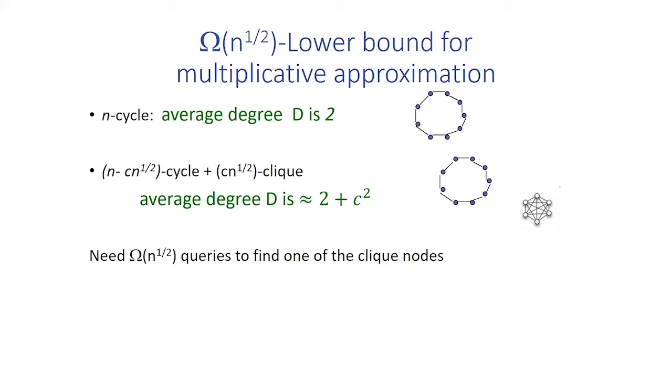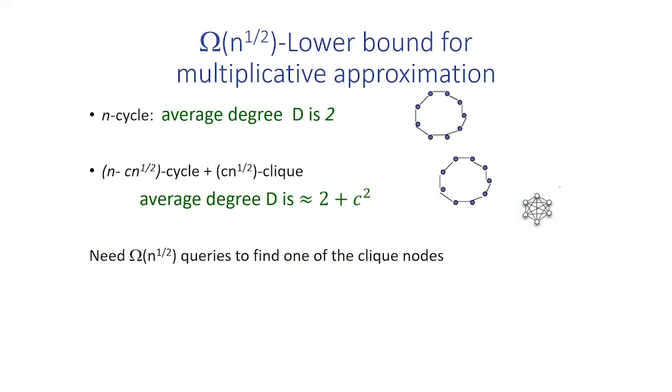Why is that? Well, here are two graphs. The n cycle, which has average degree 2, and the slightly smaller than n cycle. Let me take out something like c times root n nodes and have a cycle on n minus c times root n nodes, okay? And then on those other c times root n nodes that I took out, let me put a clique there, okay? Now, the average degree of this guy was 2, but the average degree of this is roughly 2 plus c squared. It's a simple calculation, and it's not quite exact, that's why we have the squiggly there. But it's very close to 2 plus c squared.